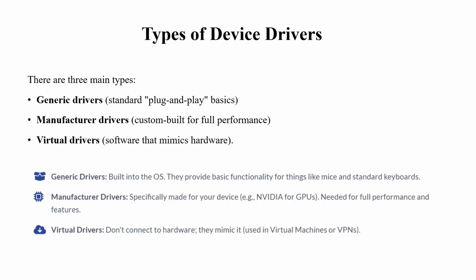Now we are going to talk about types of device drivers. Not all drivers are the same. You have generic ones, which are basic and built into Windows so your mouse works right away. Then you have manufacturer drivers, which you download for things like high-end graphics cards to get full power. And finally, virtual drivers, which are just software pretending to be hardware, like when you print to PDF.